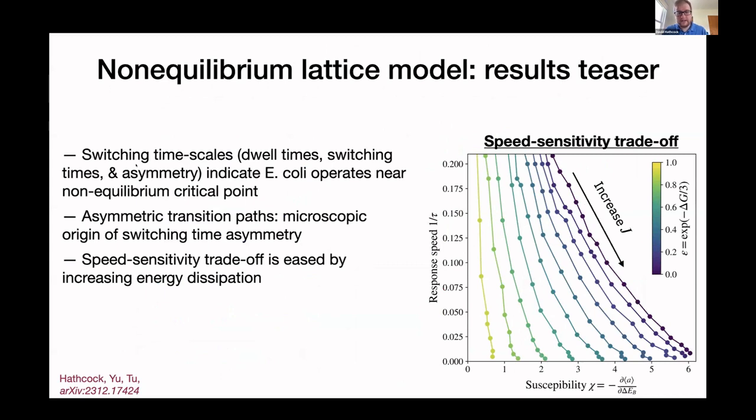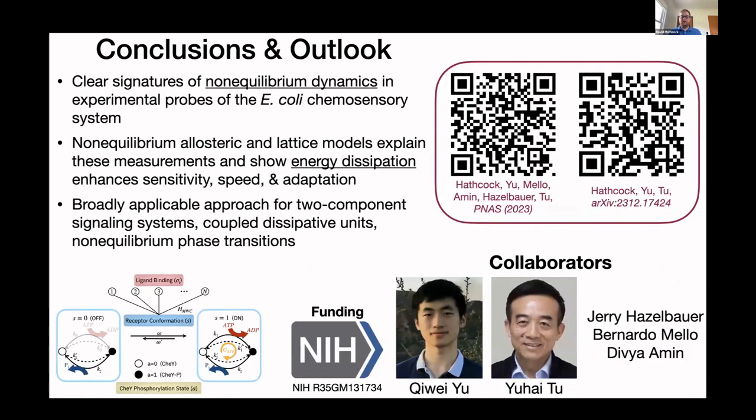Comparing to the experimental timescales indicates to us that E. coli operates near a non-equilibrium critical point, based on the relative timescales of switching, dwell time, and the asymmetry. We can also use things like transition state theory to understand the microscopic origins of this switching time asymmetry. The system's following different paths depending on the direction that it switches. And there's also interesting response behavior of this lattice. We found a speed-sensitivity trade-off in the response to external ligand concentration that's eased by increasing the dissipation within these nodes.